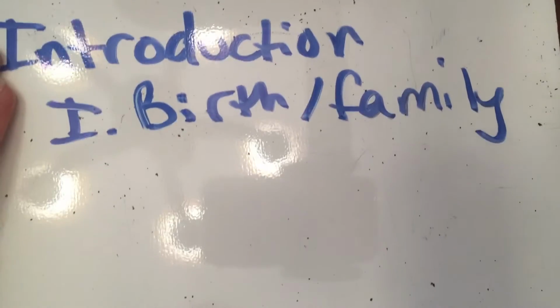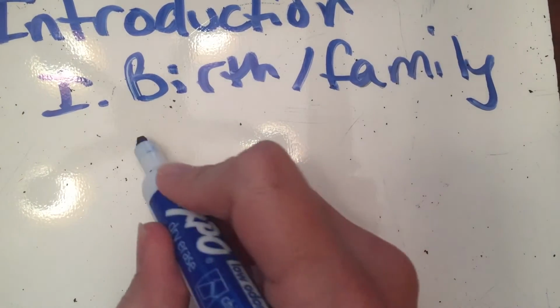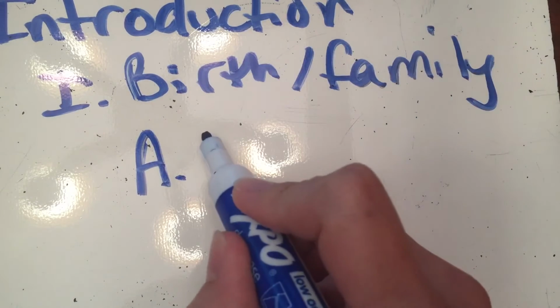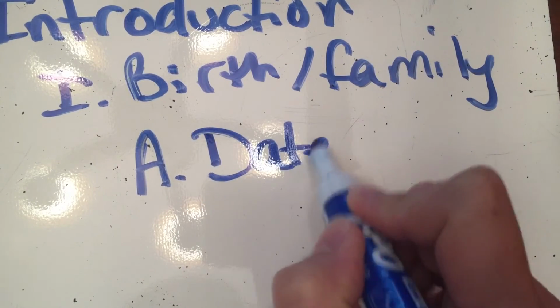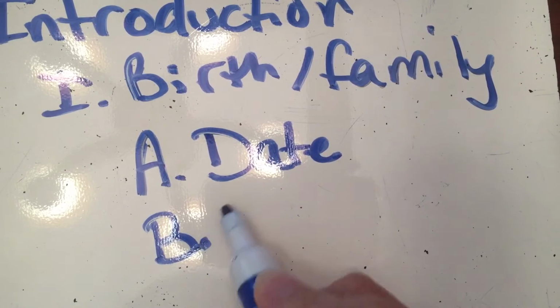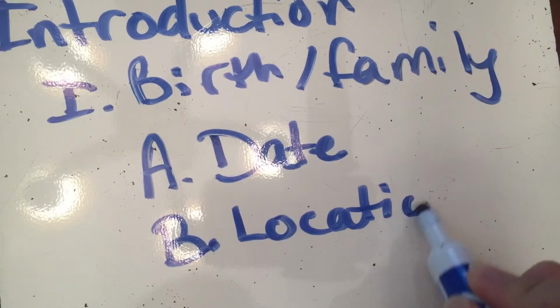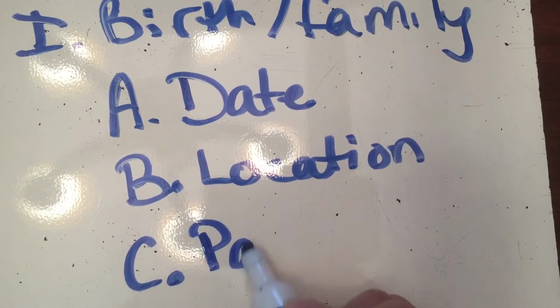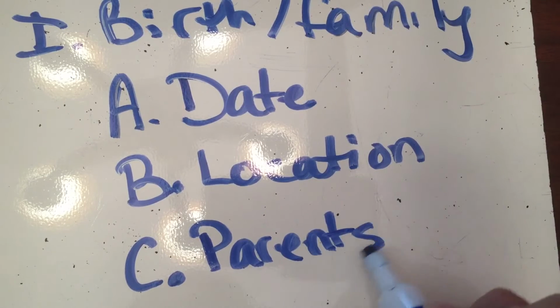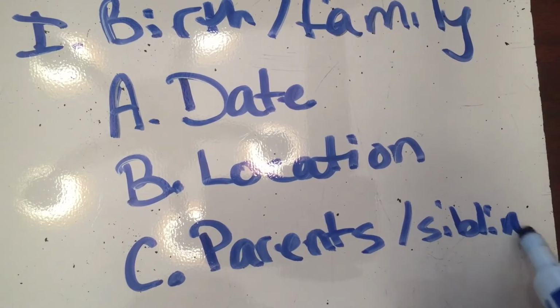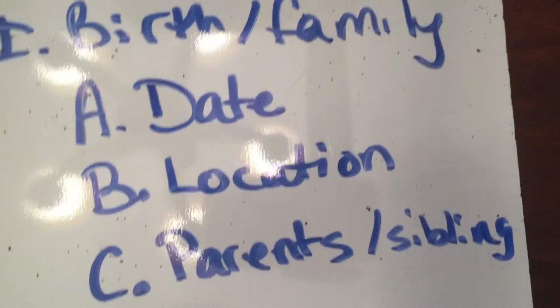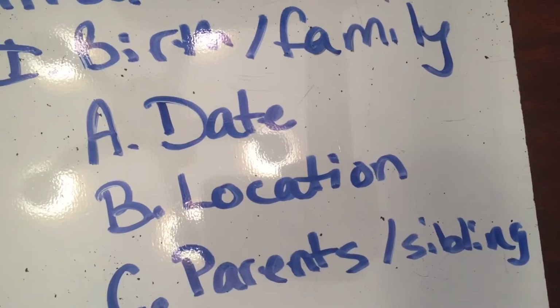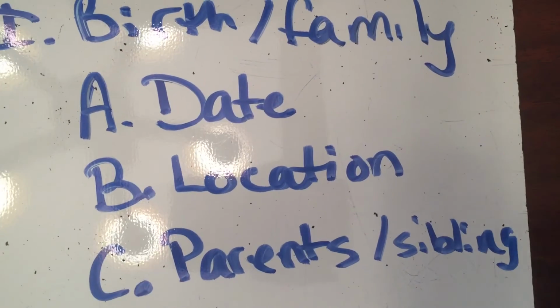So maybe for me, under birth and family, A might be the date of his birth. B might be the location of his birth. Okay, and maybe for me, C might be parents and siblings. That may be what I mention there. And then that may be all I have in my birth and family paragraph. Okay, it depends on the information that you found. Okay, yours may look very different.